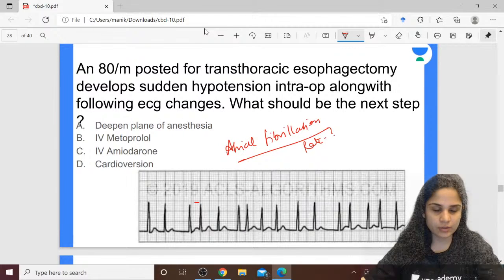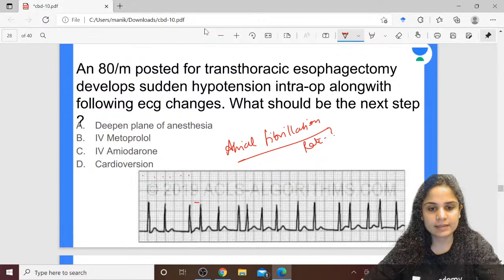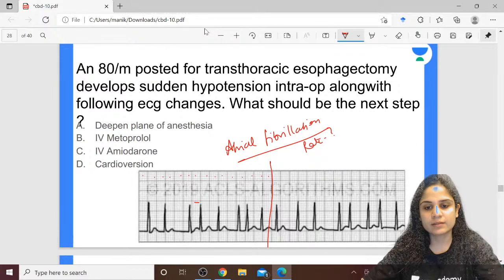Okay, so I'll teach you how to calculate the rate in an irregular rhythm. So first calculate 15 boxes and mark it over here. So you have 1, 2, 3, 4, 5, 6, 7, 8, 9, 10, 11, 12, 13, 14, 15. So these are 15 big squares. So I'll mark from 1 to 15 big squares.